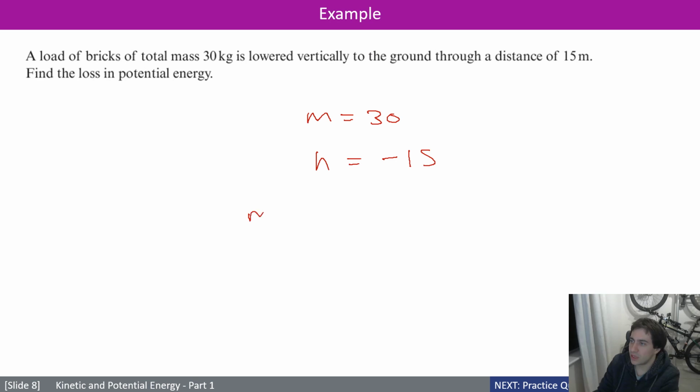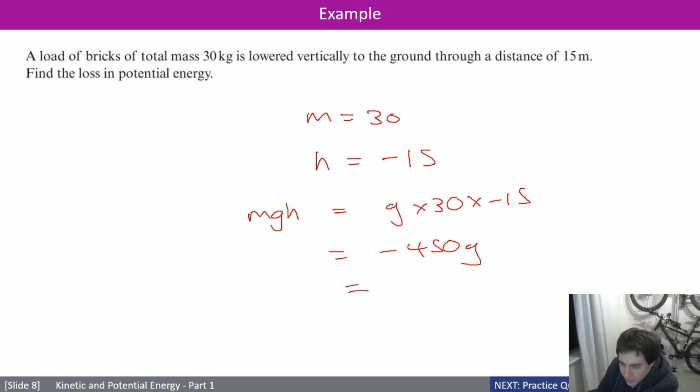So then we literally just do mgh, and we say, okay, that's g times 30 times minus 15 equals minus 450g, and what does that come to? Minus 4,410, and the loss, it's gone down by minus 4,410 if we say it initially was 0. But as a final answer, we'll just say 4,410, because to say how much has been lost, that's ultimately a positive quantity. So slightly funny phrasing, but that's it. 4,410 joules. You just do mgh.